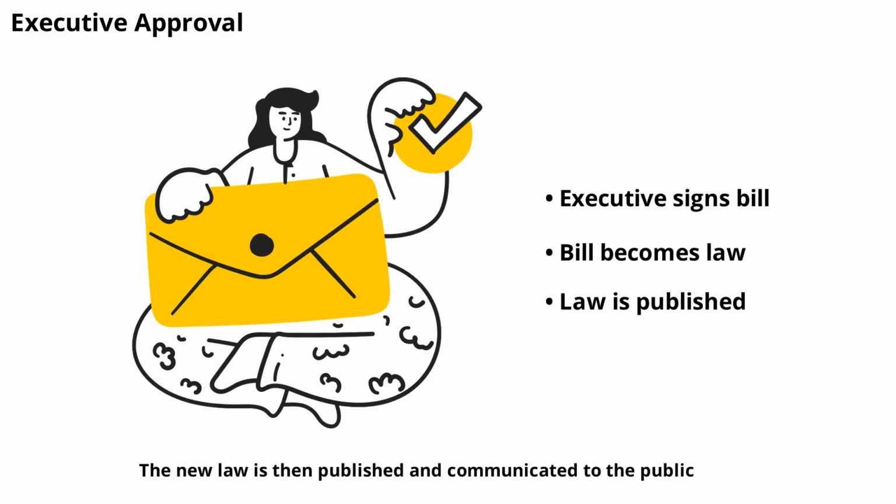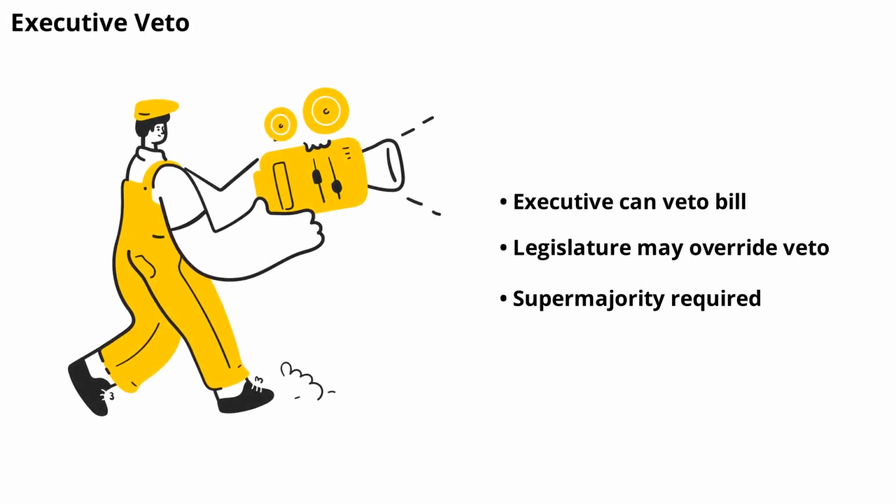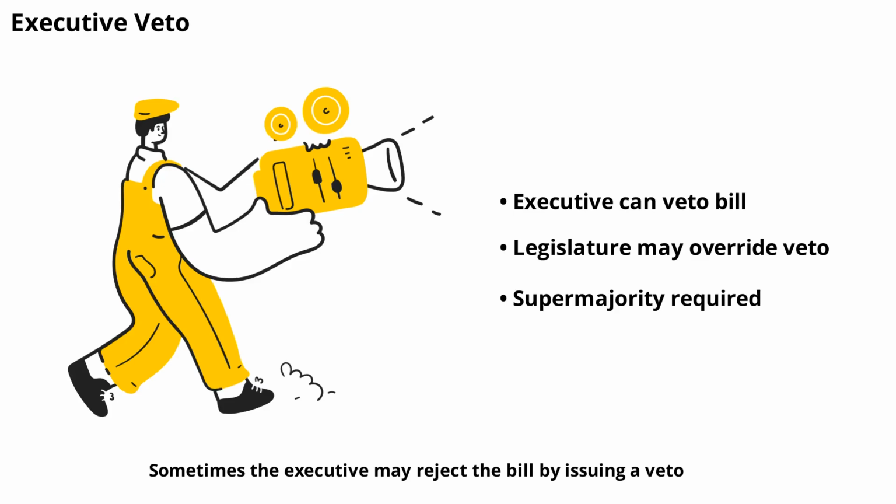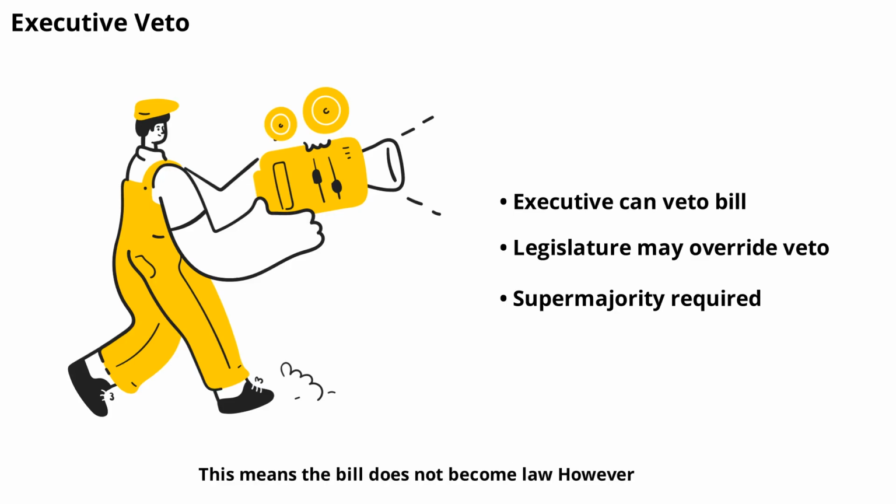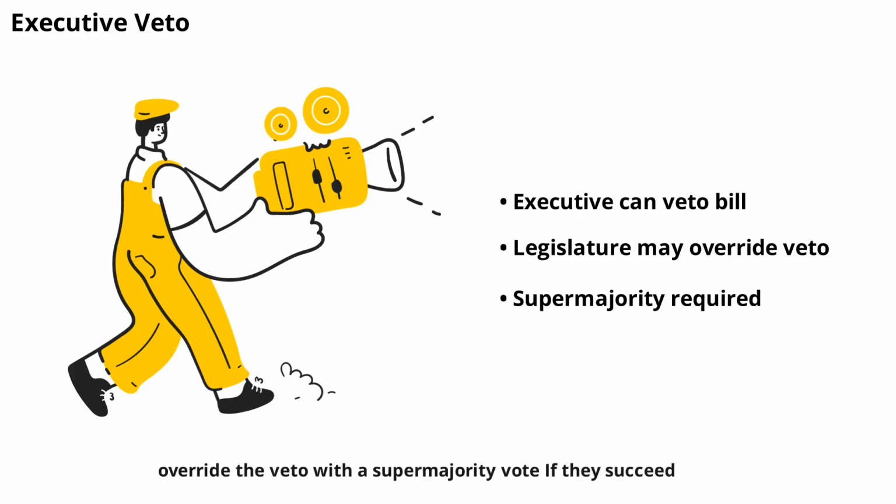The new law is then published and communicated to the public, so everyone knows the new rules that will be enforced. Sometimes, the executive may reject the bill by issuing a veto. This means the bill does not become law. However, the legislature may have the power to override the veto with a supermajority vote. If they succeed, the bill becomes law despite the executive's objections.